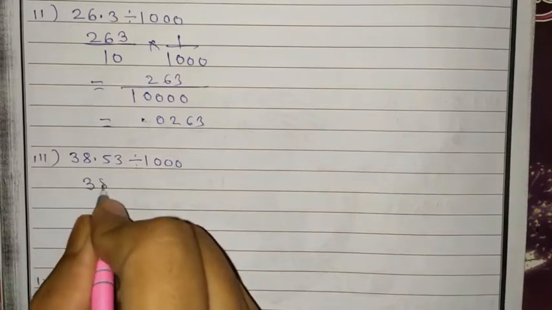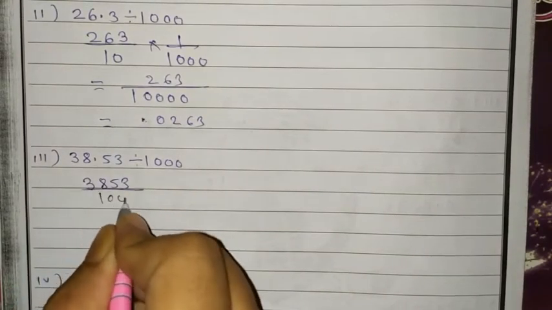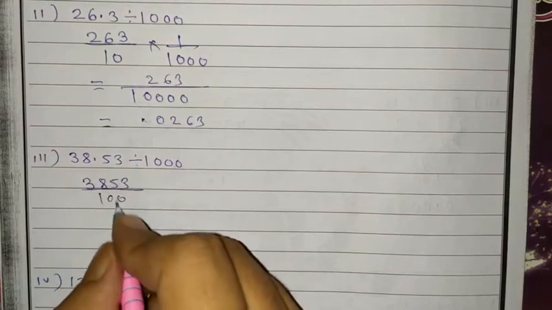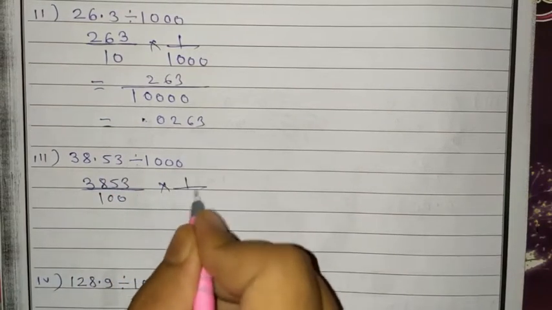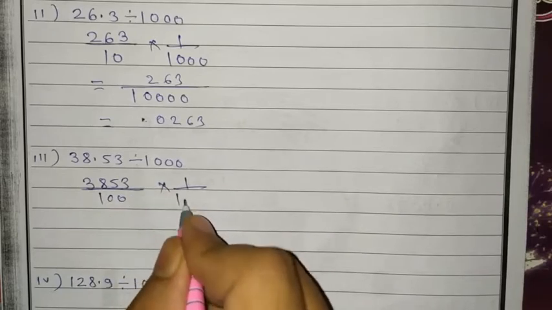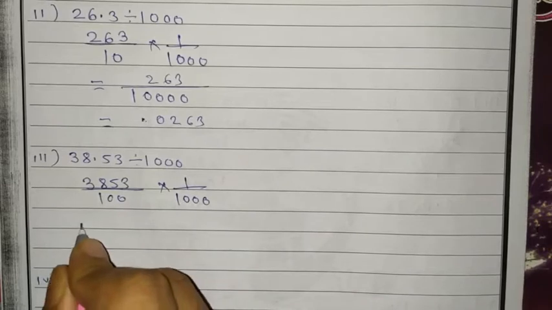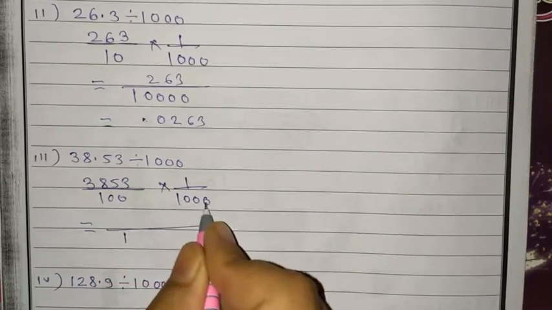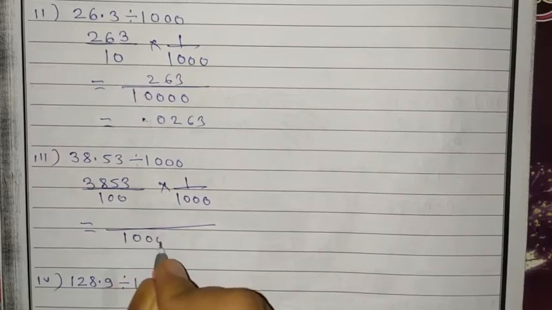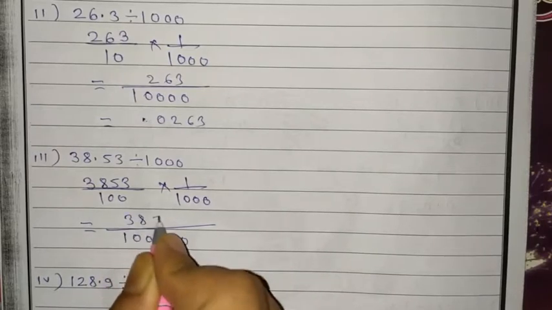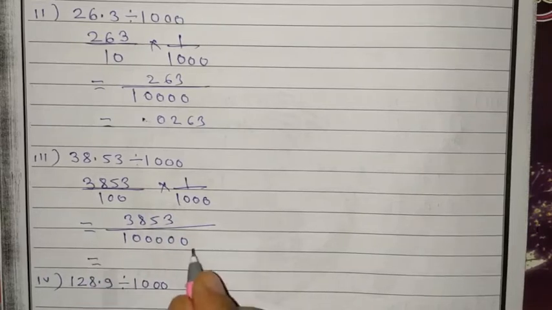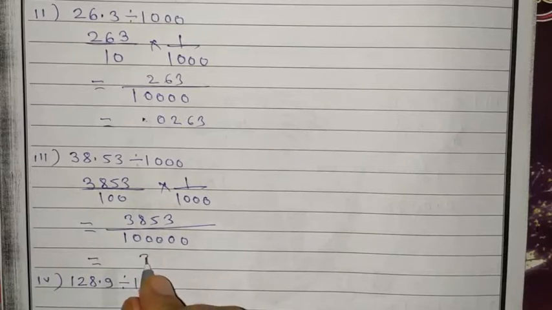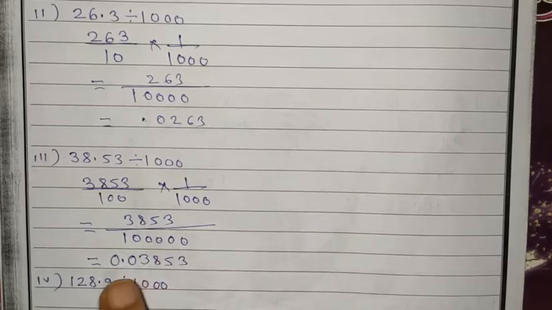Next number, so write this number as it is upon 100 because after the point we have 2 numbers. Its reciprocal is, as we are changing the sign, 1 upon 1000. So do the multiplication, total zeros 1 2 3 4 5. So 5 zeros will be there. Upside write as it is. Then finally here we need total 1 2 3 4 5 digits. Okay, so write the number first as it is, insert 1 zero, give point. So our answer is 0.03853. This is the answer.